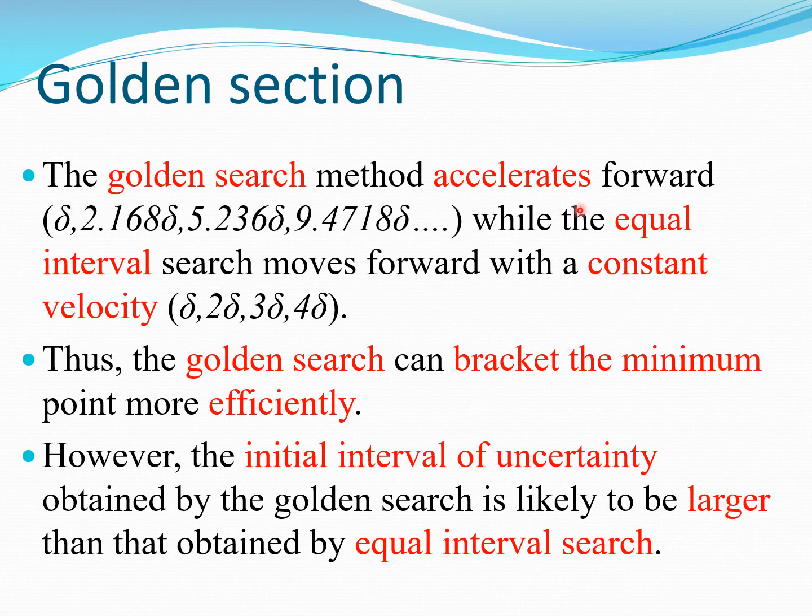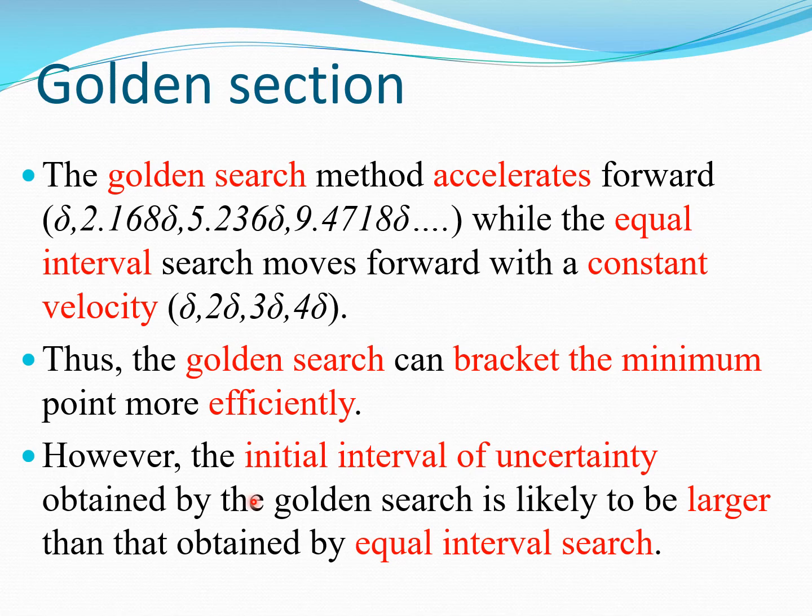So if you now look at the golden section method, what happens is that the intervals you have are becoming progressively larger. So you are going from delta, 2.618 delta, 5.236 delta, 9.4718 delta and so on. While in the previous method we were moving forward at a constant velocity. So we had delta, 2 delta, 3 delta, 4 delta and so on. So therefore you can immediately realize that the golden section will bracket the minimum point in a more efficient manner and would take fewer steps to actually bracket that minimum point.